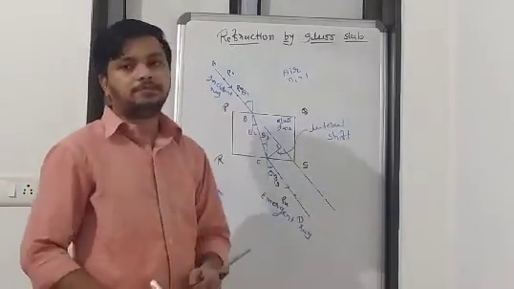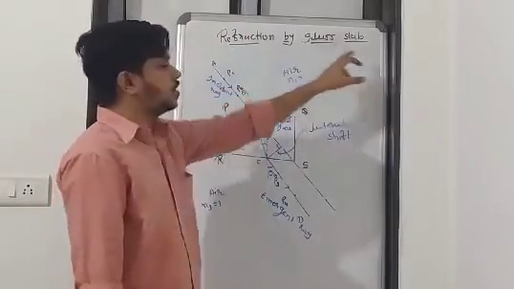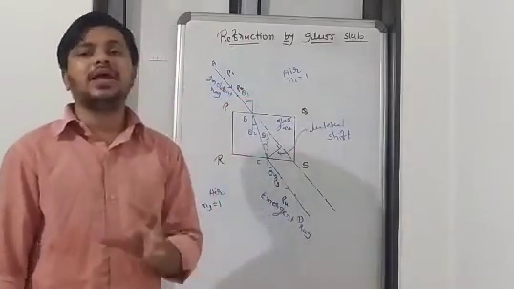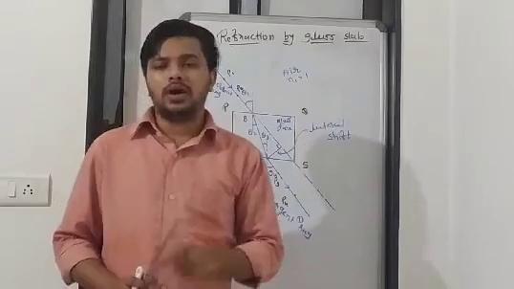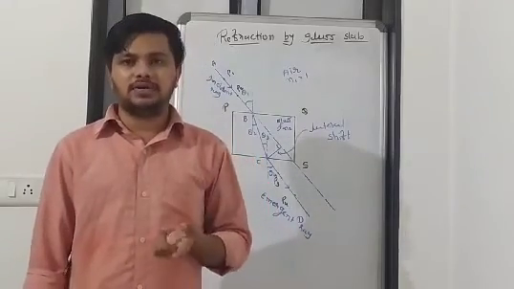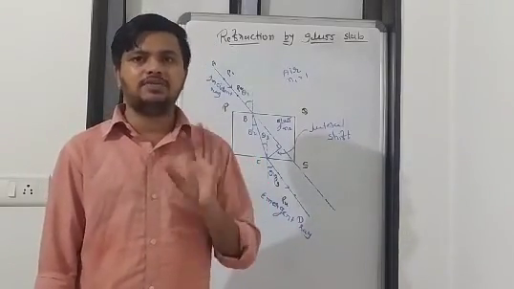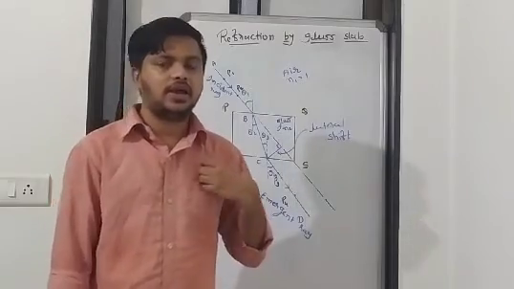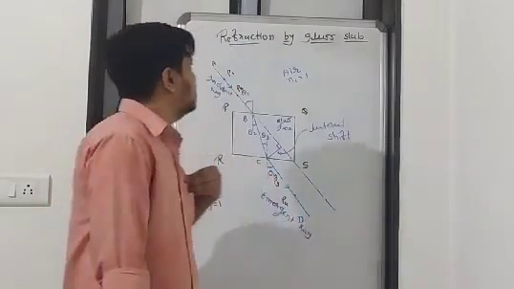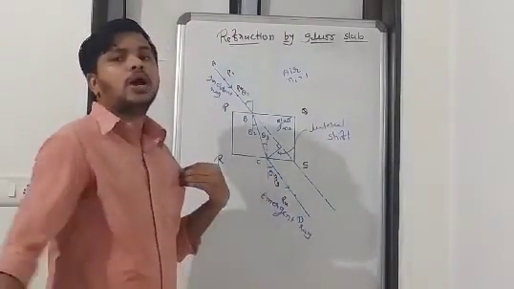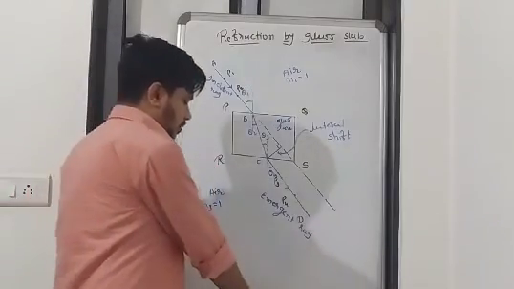So here is the topic, refraction by a glass slab. You have to write this activity from your book, 10.10 or 10.11, something like that. Okay, activity number 10.10, I think. Right? So you have to write this activity and you have to draw this figure.